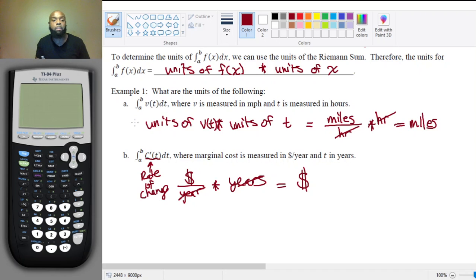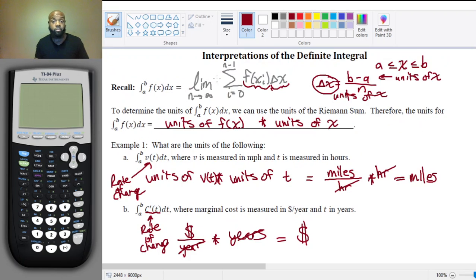And in this example, this is a rate of change. It's a velocity. It represents miles per hour. That is a rate of change. And so when we do the integral of a rate of change, what we're doing is we're taking the rate of change, multiplying it by the variable in which it's changing by. And when you multiply the rate of change in an output by your change in your input, you're going to get the total change or the accumulated change.